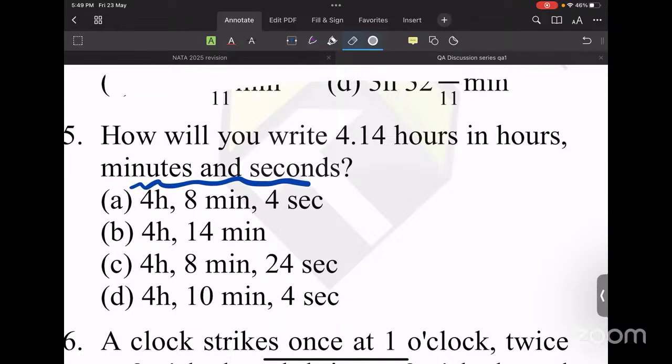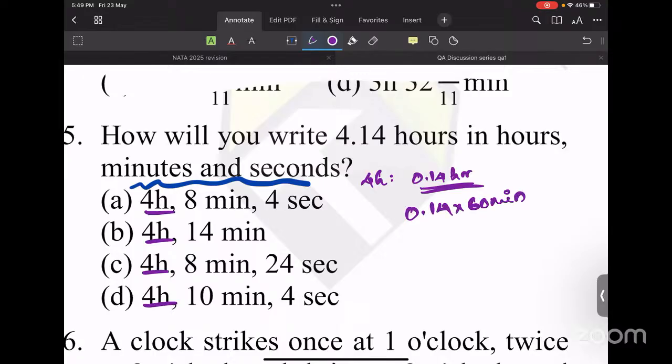So over here, 4 hours, that is okay. 0.14 hours. All the options have the 4 hours, fine. 0.14 into 60 minutes, I'm checking how many minutes it is. So 0.14 into 60 is 8.4 minutes. 14 into 6 is 84. That is how we deduced 8.4 minutes. So we got the minutes, 8 minutes.